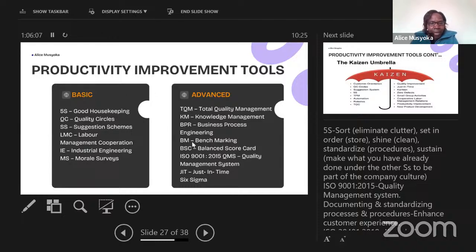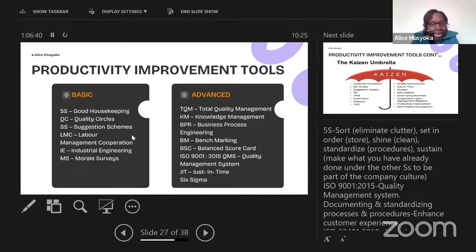Then we have BM, which is benchmarking, and we are all familiar with benchmarking. It is the practice of comparing business processes and performance metrics to industry bests and best practices from other companies. So what we are saying here is we look at the best practices in other companies and we adopt them.